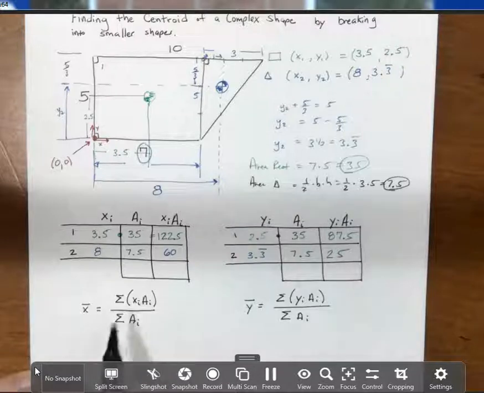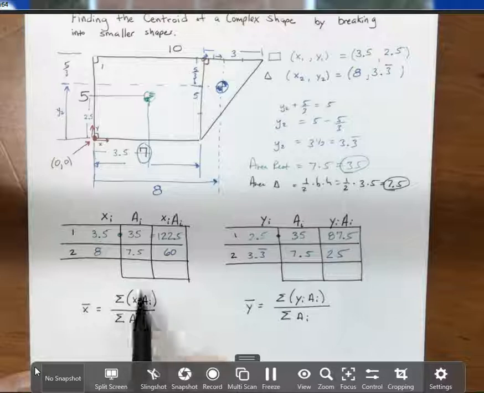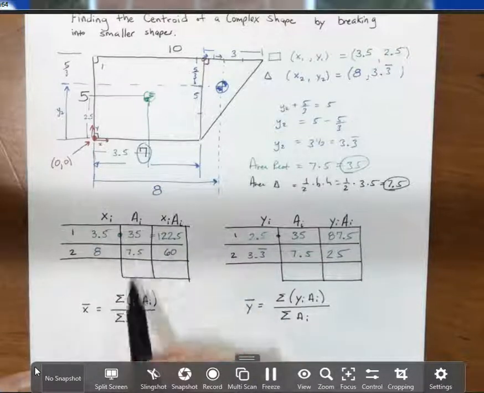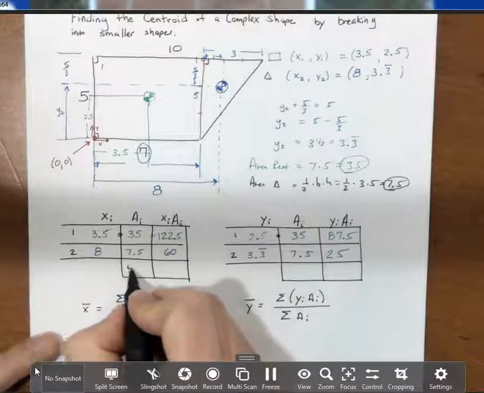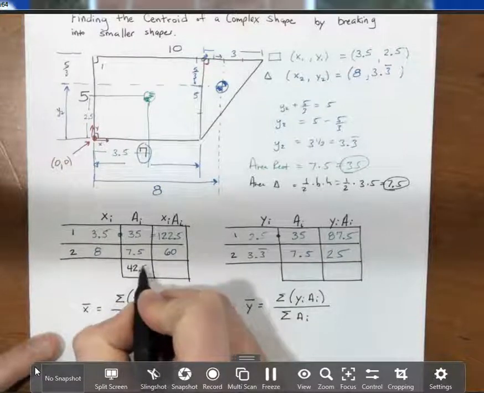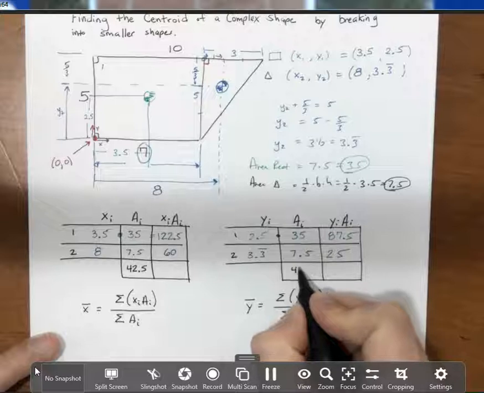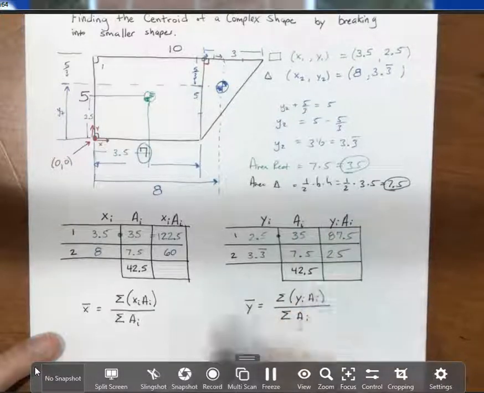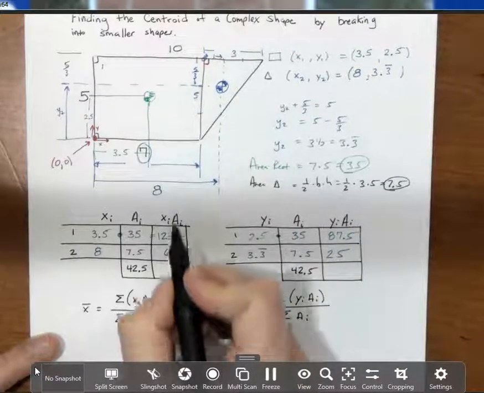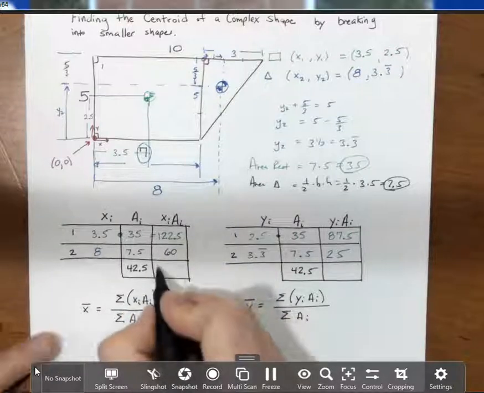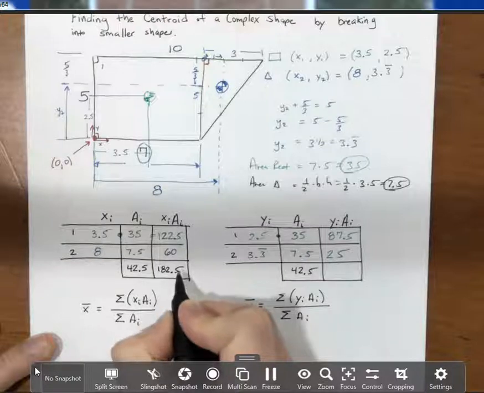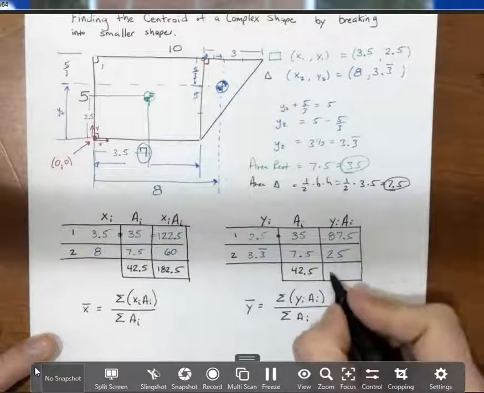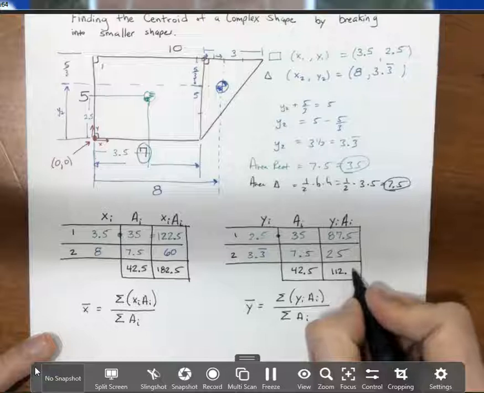And then, if we remind ourselves of the formula, we're going to divide the sum of these products by the sum of the areas. So we just need to find the sums. Well, if we add up the areas, it's 42.5, and that's going to be the same for the y's. It's just the same shape, same area, so I can fill that in. Then I need to add up these products. That's 182.5. And over here, that's 112.5.